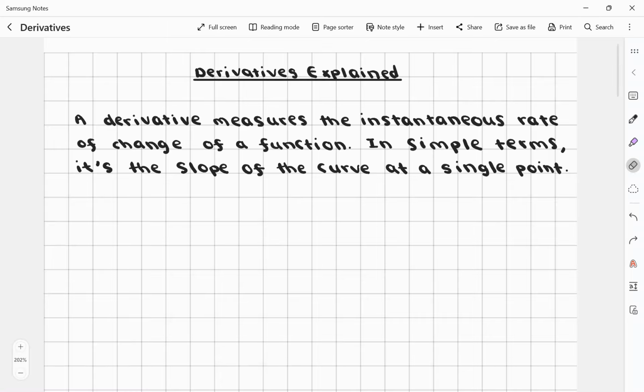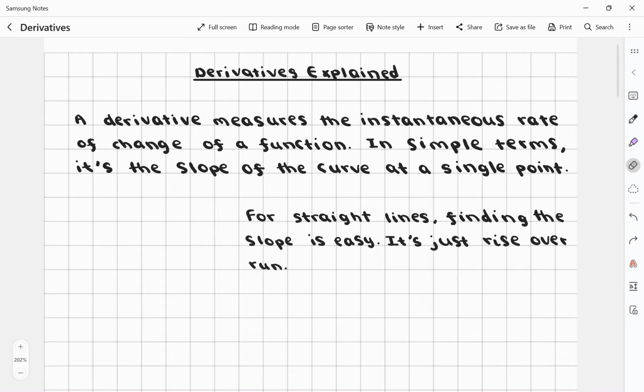A derivative measures the instantaneous rate of change of a function. In simple terms, it's the slope of the curve at a single point. For straight lines, finding the slope is easy. It's just rise over run.